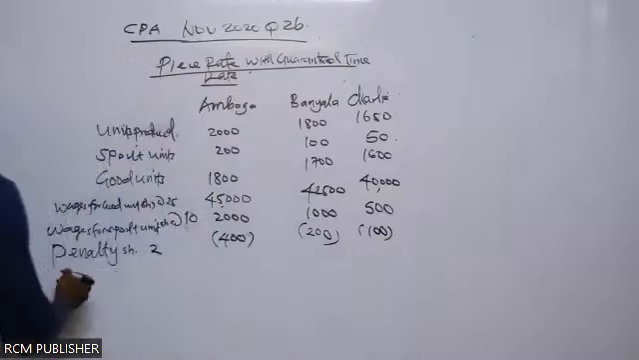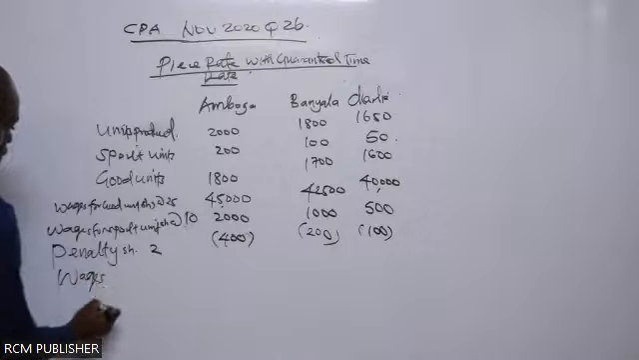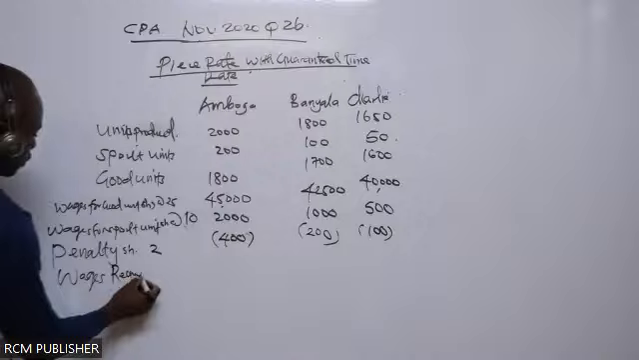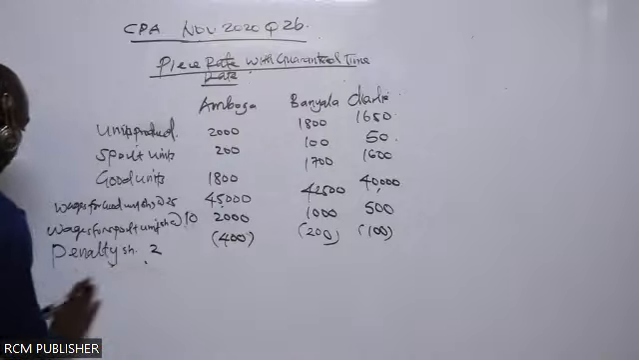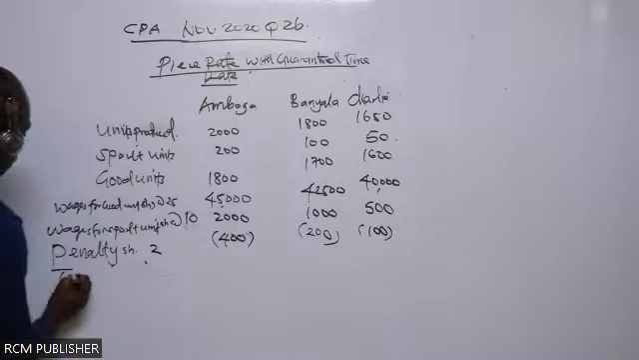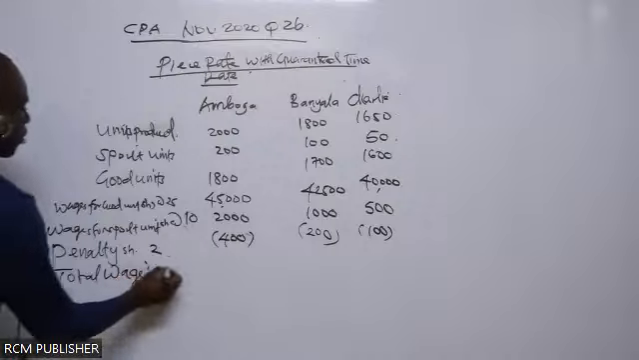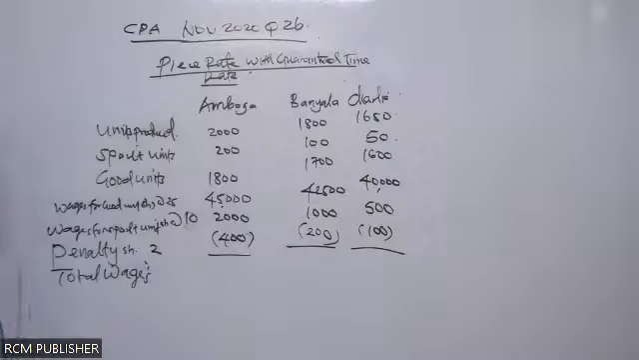Now, are we able to get wages receivable? Wages receivable to them, or the company will call it payable, or we can just call it total wages or net wages. What will we have? So just indicate A for Ambogo, then you give me the amount there.